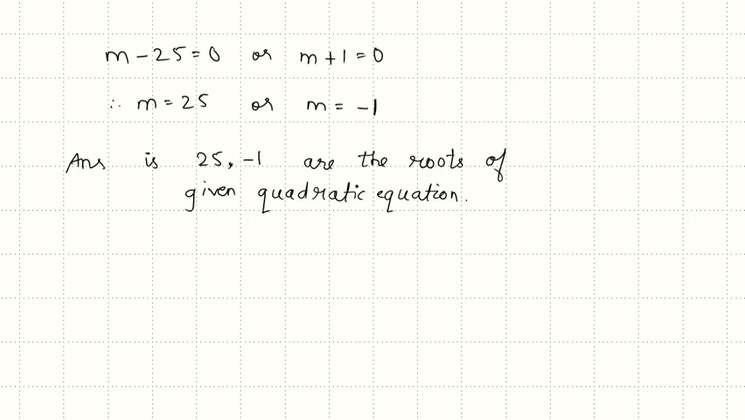Question number 10. This is something different. 25m square is equal to 9. How can we write this now? This 25m square minus 9 is equal to 0. This 9 will come on the left hand side.